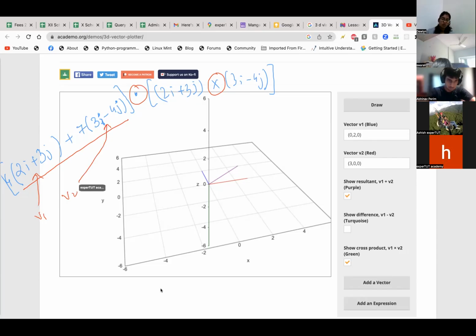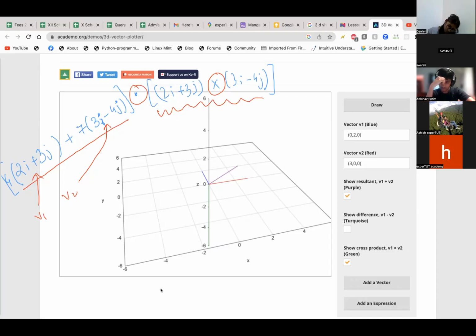And the second vector, the curly one, is in k. Why? Because the first bracket is in the plane of v1 and v2, where v1 is 2i plus 3j and v2 is 3i minus 4j. That is the plane of v1 and v2, right? First vector. Do you understand? The second vector, which is after the dot, is a cross, right? So it is going perpendicular to v1 and v2, right?